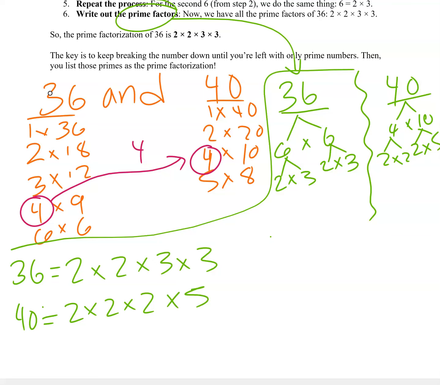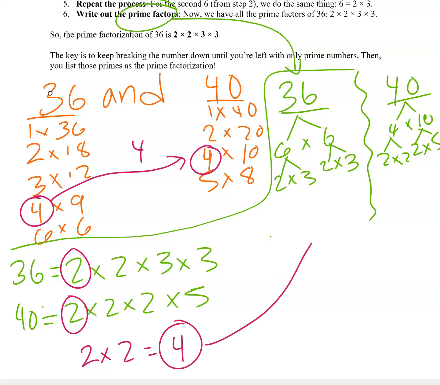So you would find the greatest common factor, which in this case would be 2 and 2. But you're not done there. You would have to multiply it. So 2 times 2 is 4. And that's how you get the greatest common factor with the factor tree, prime factorization.